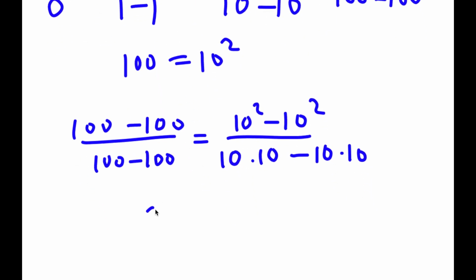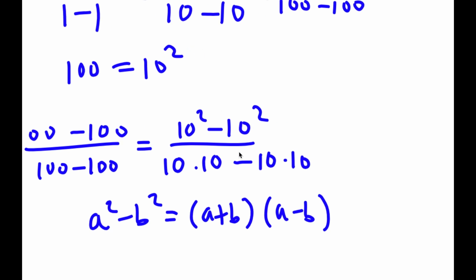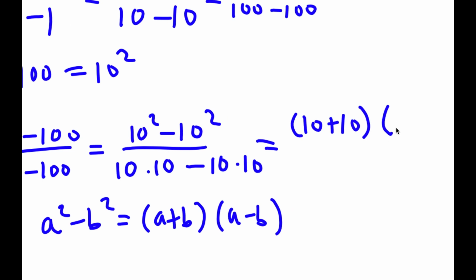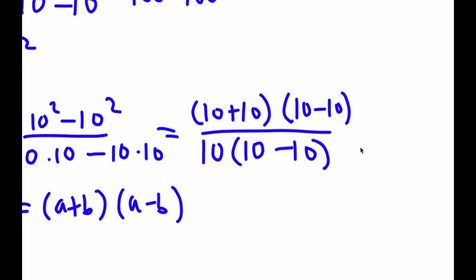Now, if I have something in the form a squared minus b squared, this is equal to a plus b times a minus b. So in this case, I have 10 squared minus 10 squared. So that's going to equal 10 plus 10 times 10 minus 10. And from the bottom here, from my denominator, I'm going to factor out 10. So I get 10 times 10 minus 10.